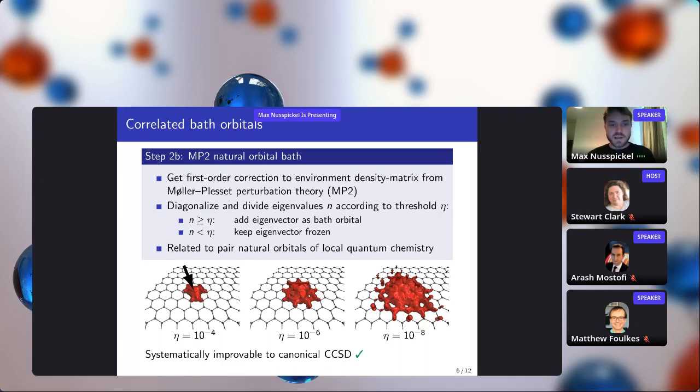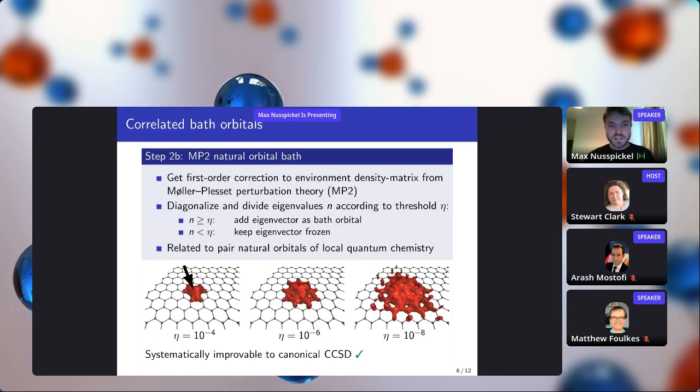I've visualized this down here for 3 different values of eta, and you can see as we lower the value of eta, you increase the size of this final space that is active in the calculation, and you start to explore more and more of the environment of the single atom that we want to calculate.